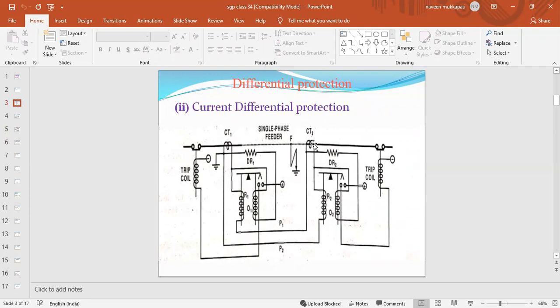At both ends of this feeder line, we are connecting the two CTs, that is CT1 and CT2. Those two CTs are connected to the restraining coils through the pilot wires.